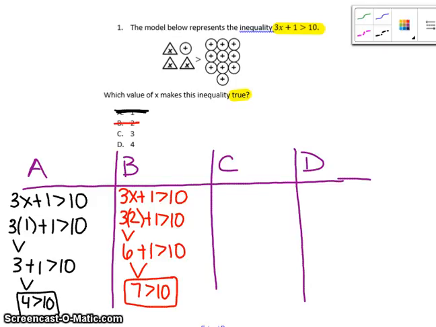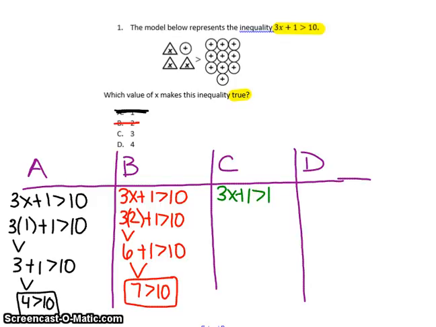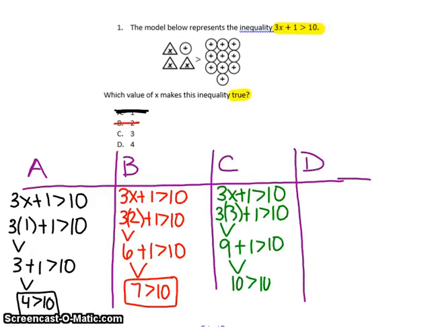So let's do the same thing for letter C. So I start with my equation. 3x plus 1 is greater than 10. Instead of x, I'm going to place that 3. So 3 times 3 plus 1 is greater than 10. 3 times 3 is 9, and I bring everything else down. 9 plus 1 is 10, and I bring everything else down. So let's read what we have. This says 10 is greater than 10. That's also not true. That's a false statement because 10 is equal to 10.